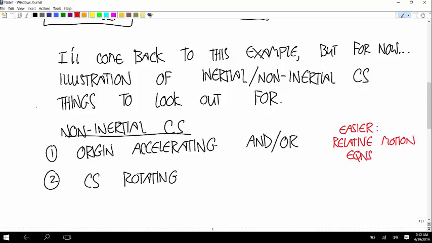That's all you need to do to express that result in an inertial coordinate system. The rotating coordinate system one is the harder one. And that's the current topic.